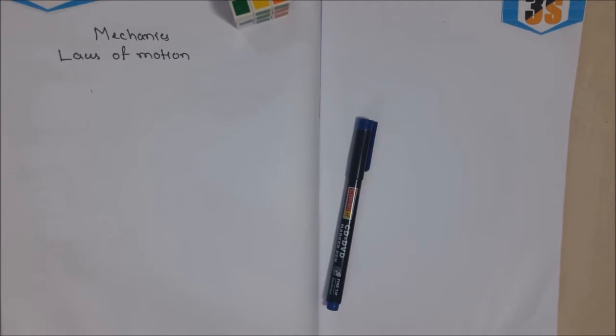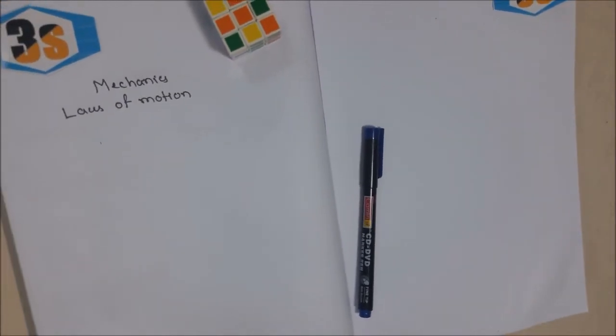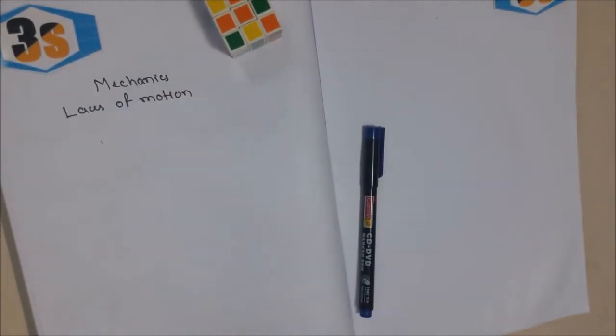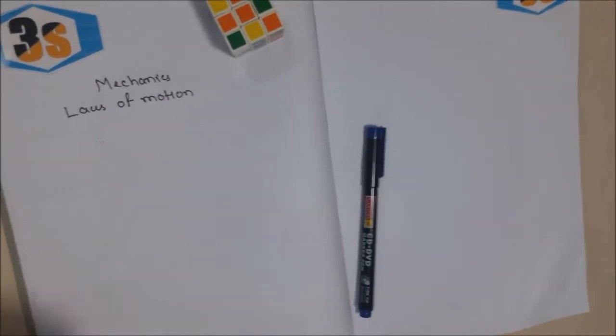Today I'm going to teach you the basic mechanics. And to learn the basic mechanics, first you have to know the chapter, the laws of motion. In this chapter, before going into it, you have to know some normal physical quantities. The quantities are like distance, displacement, velocity, acceleration and momentum. So first, distance.